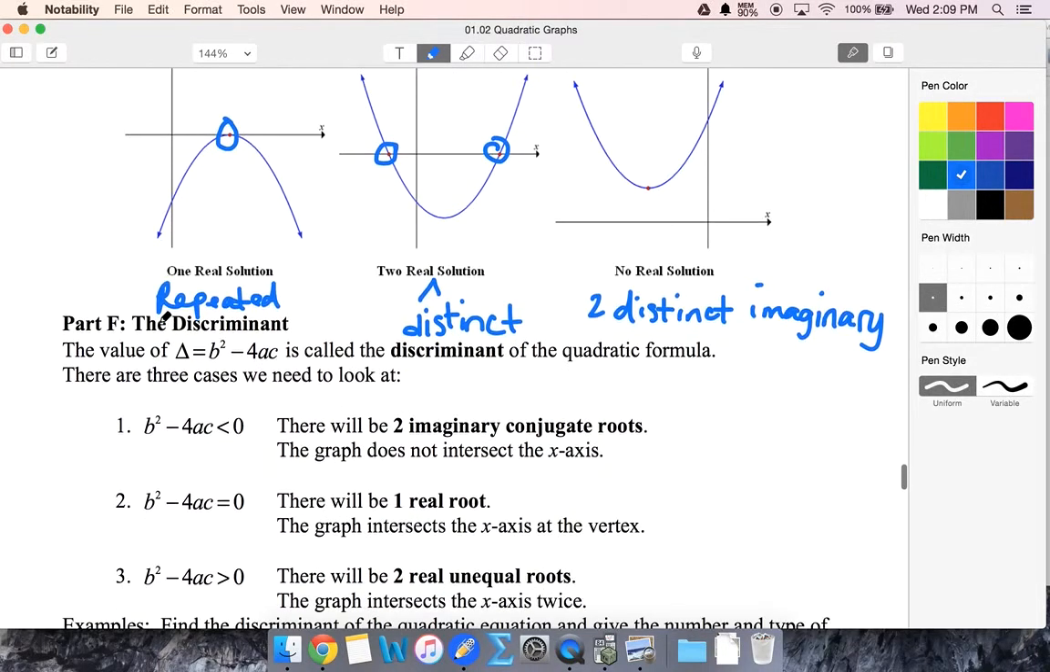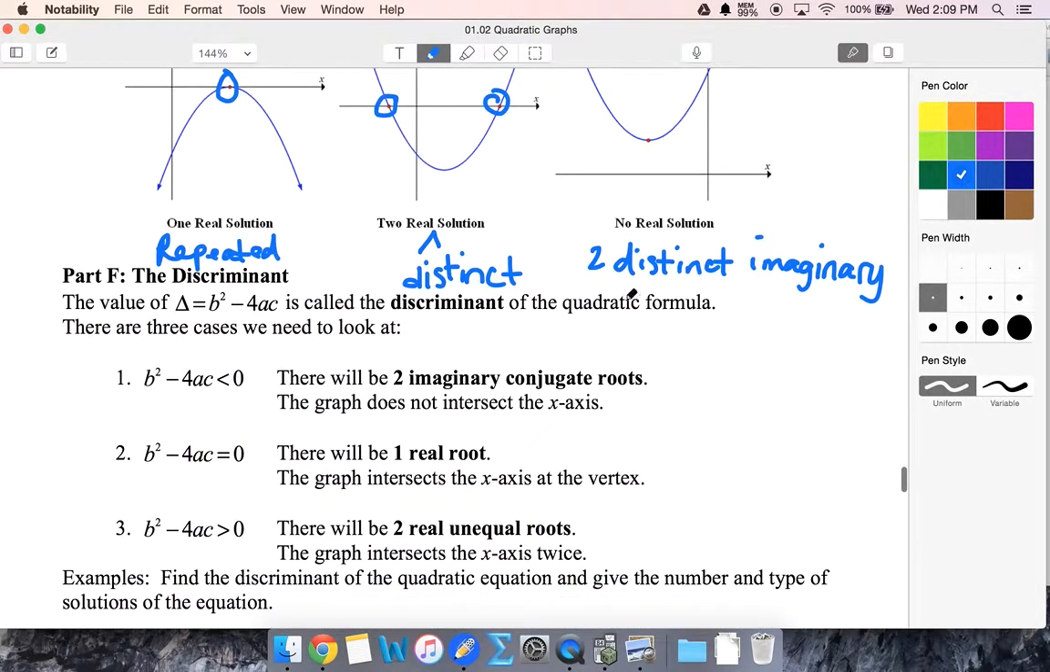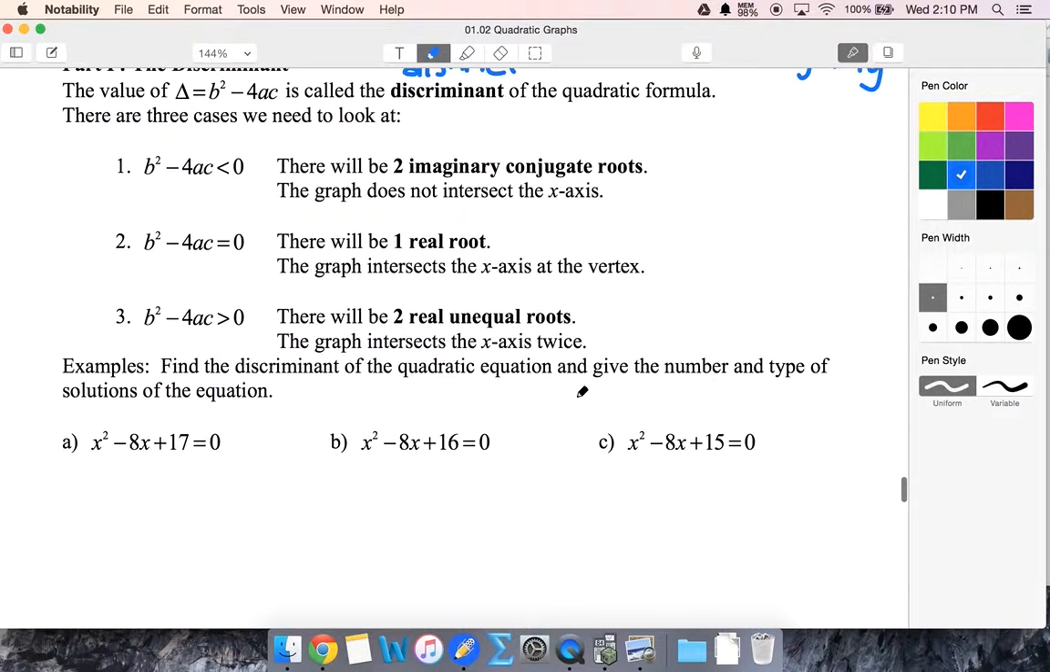All right, so we were just looking at the types of roots we have. We can know the kinds of roots that we're going to have by looking at the quadratic formula. Remember, the quadratic formula had that part in it where we had a square root. We had the square root of b squared minus 4ac.